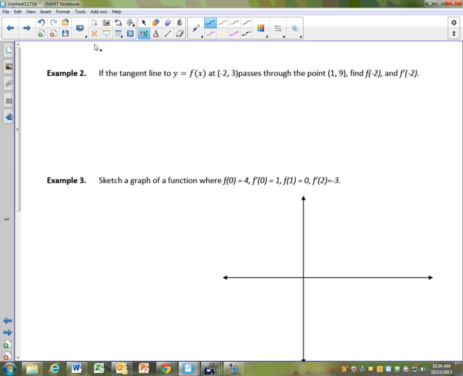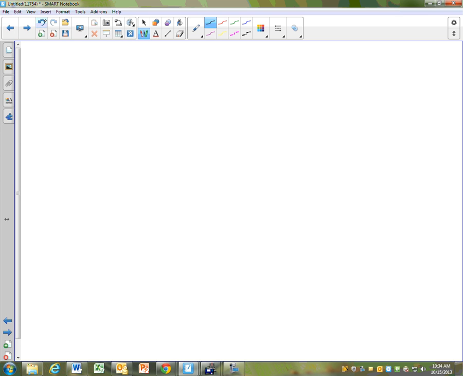If the tangent line to y equals f of x at -2, 3 passes through the point 1, 9, find f of -2 and f prime of -2. Oh boy. Do you have any idea what that's saying? No. So if you don't know what it's saying, draw a picture to help yourself out. Now you can put your picture right there. I'm going to draw one here. And again, the information says as follows.